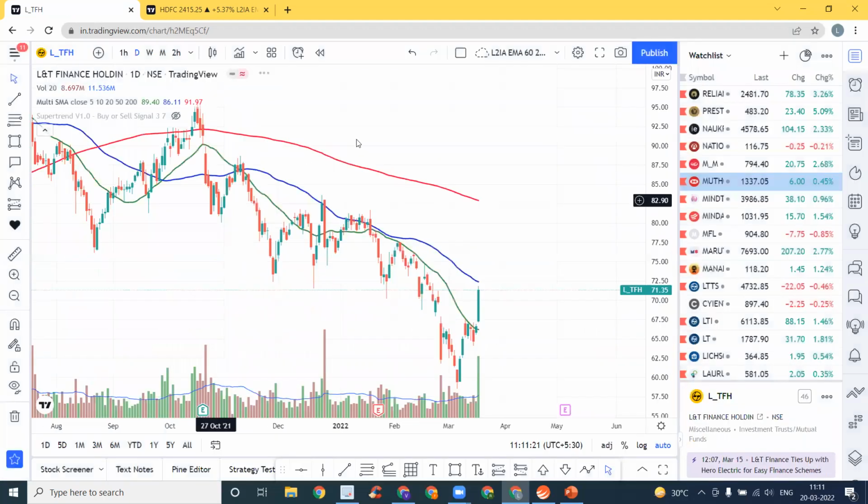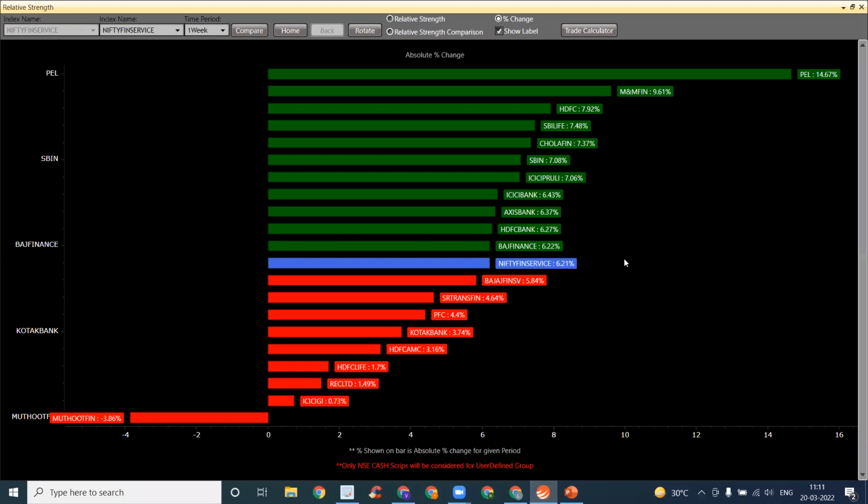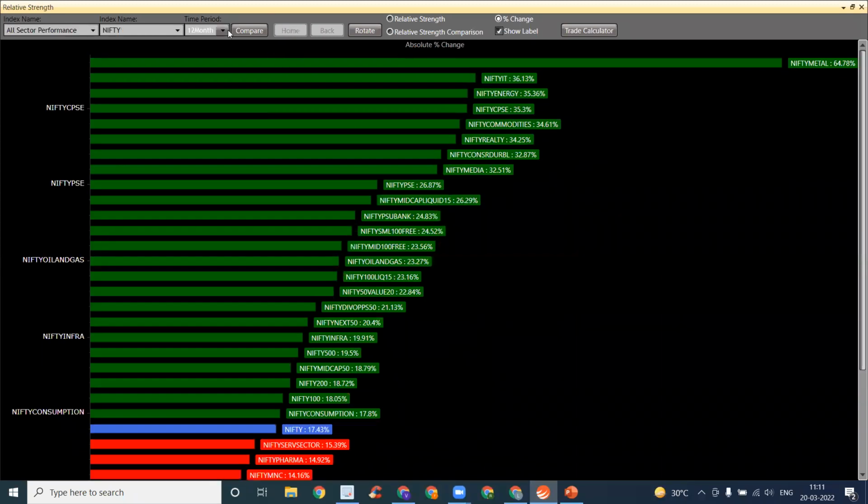This is another stock which is getting beaten up badly. You can see Friday was a green candle because some of the financial services stocks started moving up. Otherwise, the stock is not in a good position. So let's move once again to 1 week.